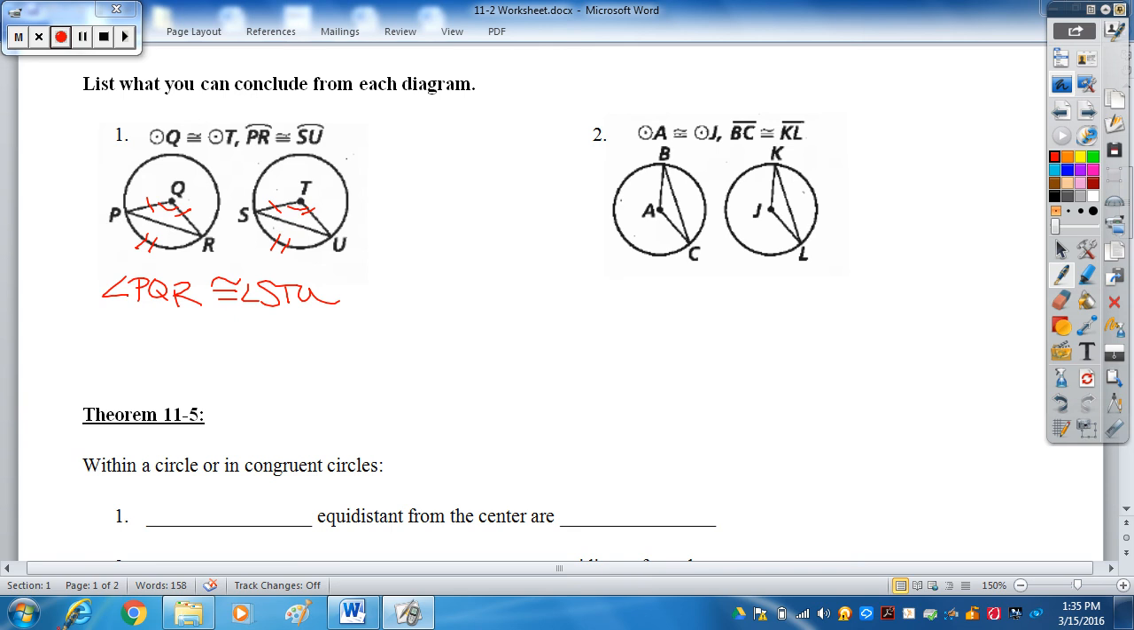And I also know that if I have congruent central angles, I have congruent chords. So I can go ahead and mark PR congruent to SU.